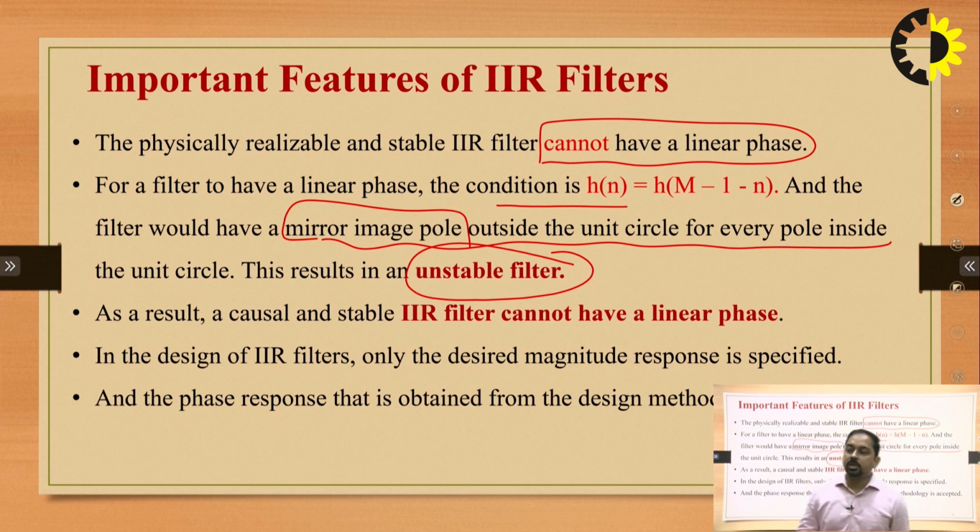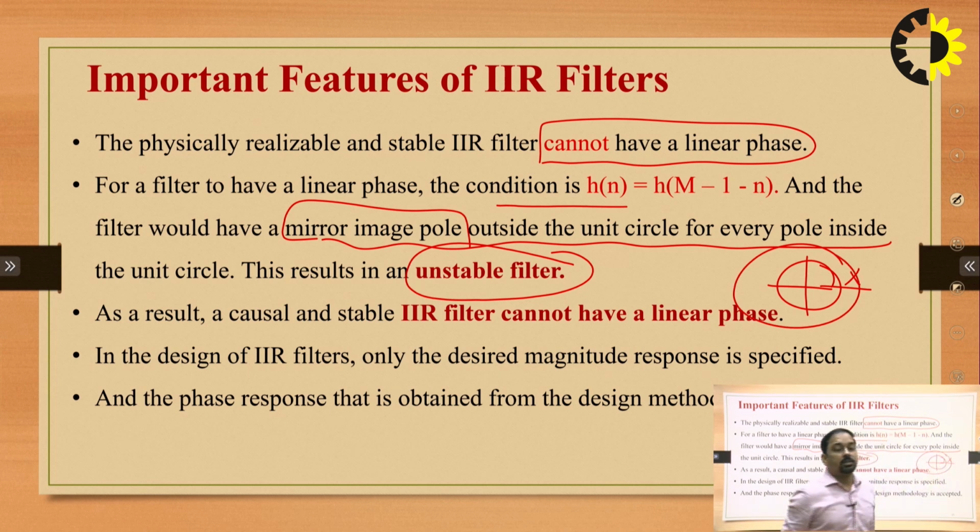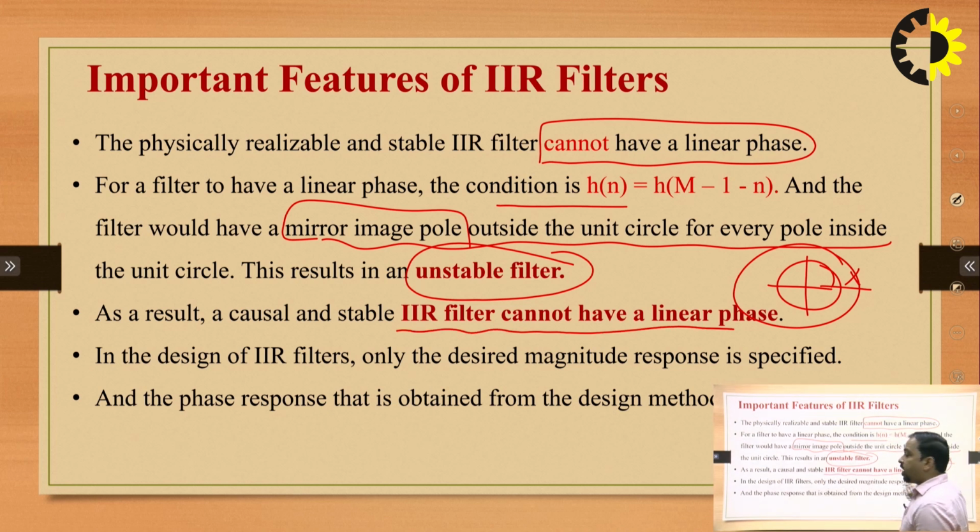So if the poles are lying outside the unit circle in the Z domain, that means it is nothing but an unstable filter. So as a result, a causal and stable IIR filter cannot have a linear phase. That's why IIR filters do not have a linear phase, whereas FIR filters have a linear phase.